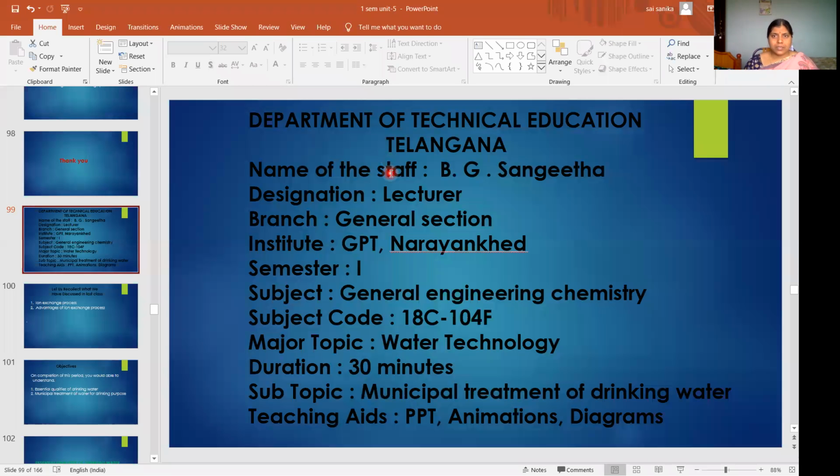Good morning, students. I am Sangeeta, lecturer in chemistry, branch general section, working in GPT Narayankhed, semester 1, subject general engineering chemistry, subject code 18C104F. Our major topic is water technology. In that, the subtopic is municipal treatment of water for drinking purpose.